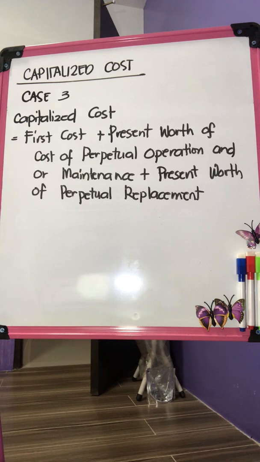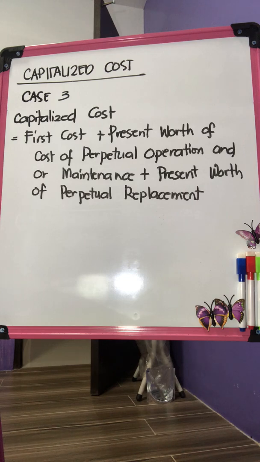So, kung meron siyang maintenance, okay? Tapos, meron siyang replacement. Okay, so given yung ating useful life, so bigyan natin ng example. Okay? Yan. So, ito yung example natin. Determine the capitalized cost of a research laboratory which requires 5 million pesos for original construction. Okay, so yung first cost natin is equal to 5 million pesos.